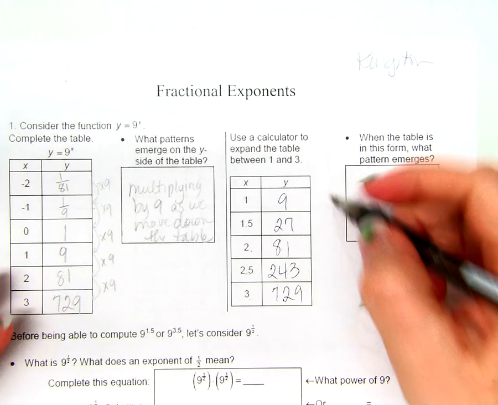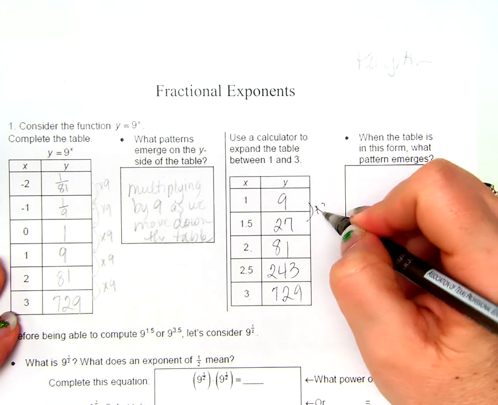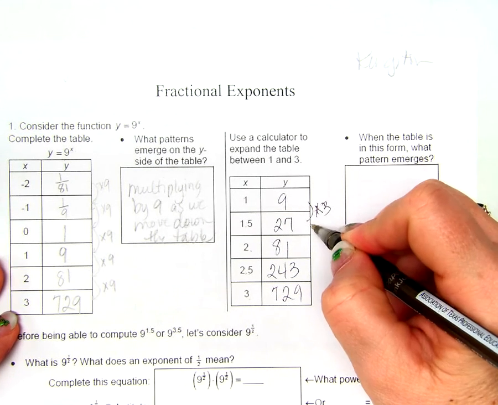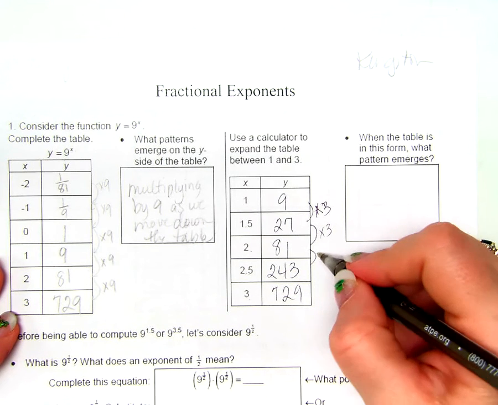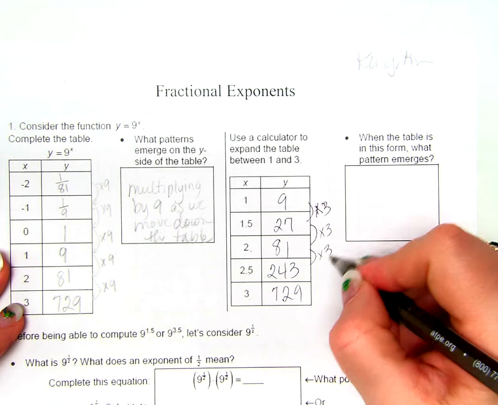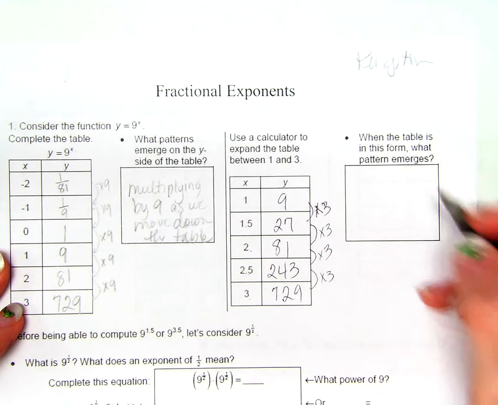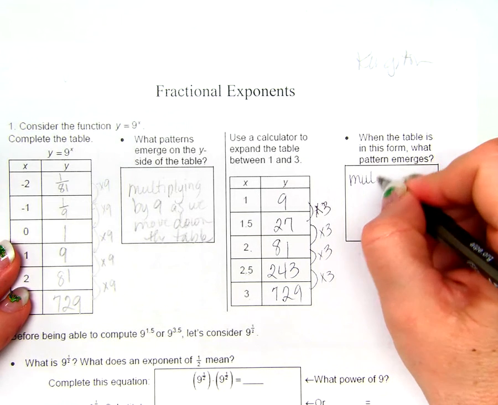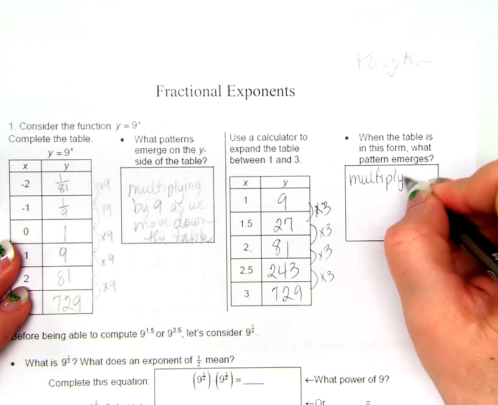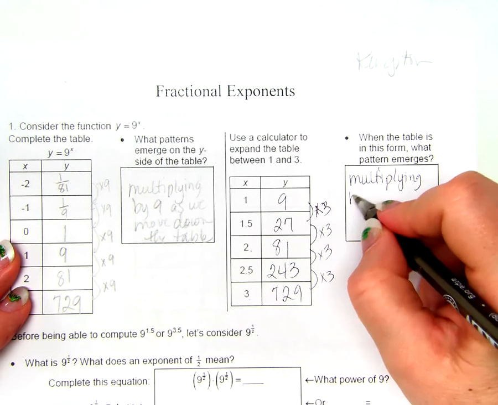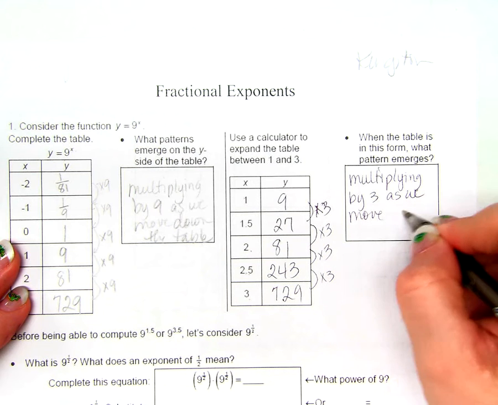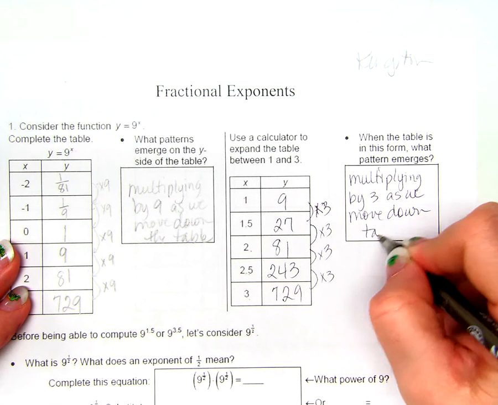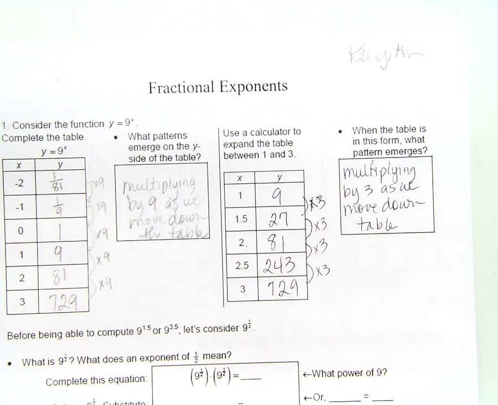Is it multiplied by 3 every time? Times 3? 27 times 3 is 81. 81 times 3 is 243. So we're multiplying by 3 as we move down the table. Does that seem weird to you?